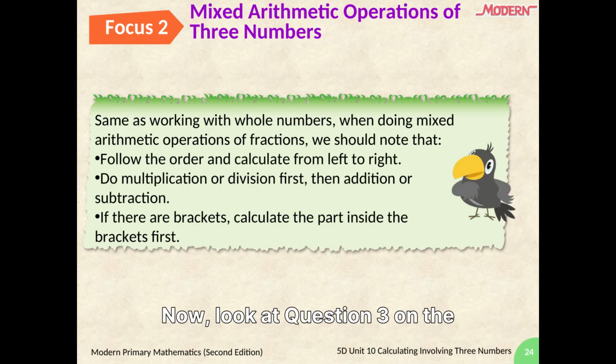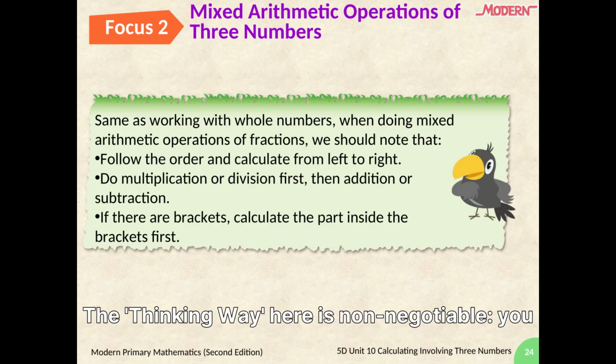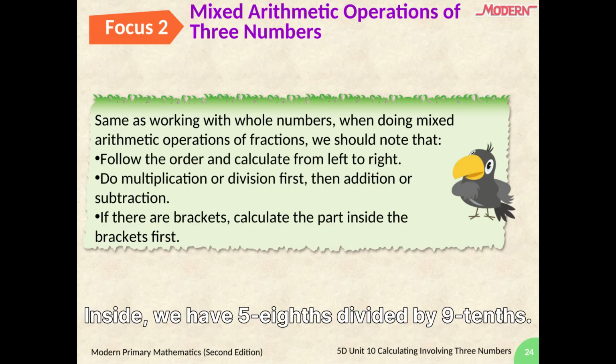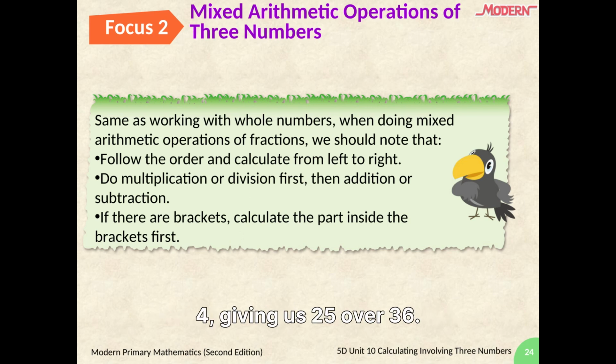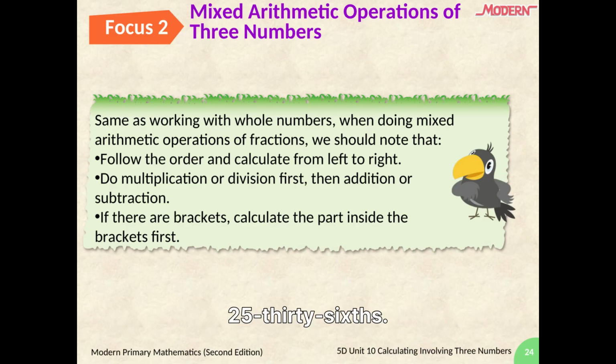Now, look at question 3 on the same page. We have 1/4 divided by a bracket. The thinking way here is non-negotiable. You must solve the bracket first. Inside, we have 5/8 divided by 9/10. That's 5/8 times 10/9. Simplify 10 and 8 to 5 and 4, giving us 25 over 36. Now, the final step, 1/4 divided by 25/36. Flip it, 1/4 times 36 over 25. Simplify 36 and 4 to 9 and 1. Our final result is 9 over 25.